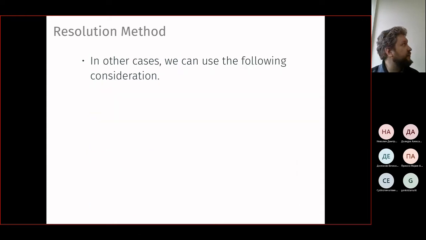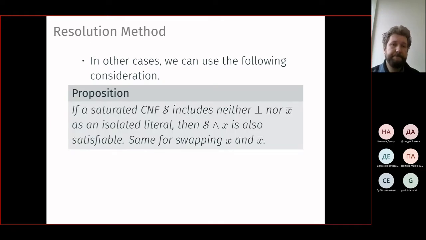If it's not the case, we can consider the following. Suppose you have a CNF which is saturated, so you applied all the resolutions, and you didn't obtain false. That means you didn't come to a contradiction, and also you didn't obtain the negation of x as an isolated literal. Then you can add x, and you are still satisfied. So you don't have an isolated literal which forces x to be false, then x is allowed to be true. And the same if you don't have x, you are allowed to make x false. Okay?